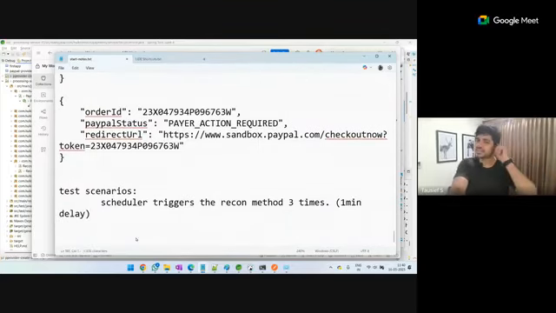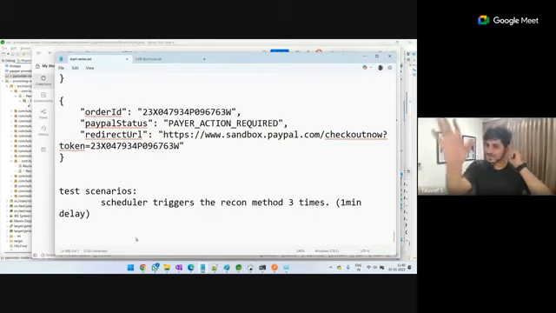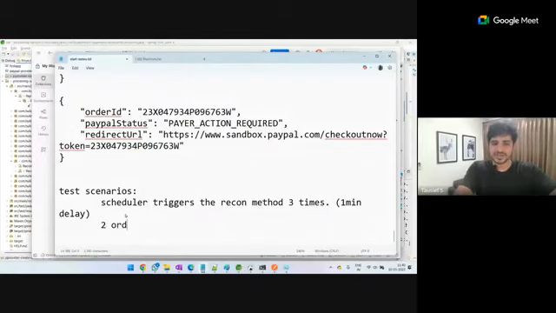Why wait for 10 minutes, 30 minutes for it to run? So we will do a 1 minute delay so that we can quickly test it. The scheduler triggers the recon method 3 times with a 1 minute delay. And we will have 2 orders in pending action required. We will not do any other thing.